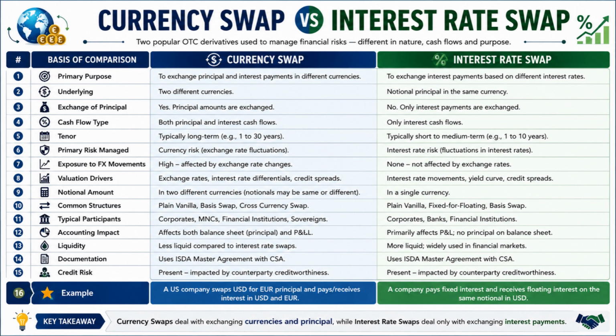Number 16. An example of a currency swap is when a U.S. company exchanges U.S. dollars for euros and pays interest in both currencies, whereas an example of an interest rate swap is when a company pays fixed interest and receives floating interest on the same notional amount. So, the key takeaway is that currency swaps involve exchanging currencies, principal, and interest payments, whereas interest rate swaps mainly involve exchanging interest payment obligations within the same currency.